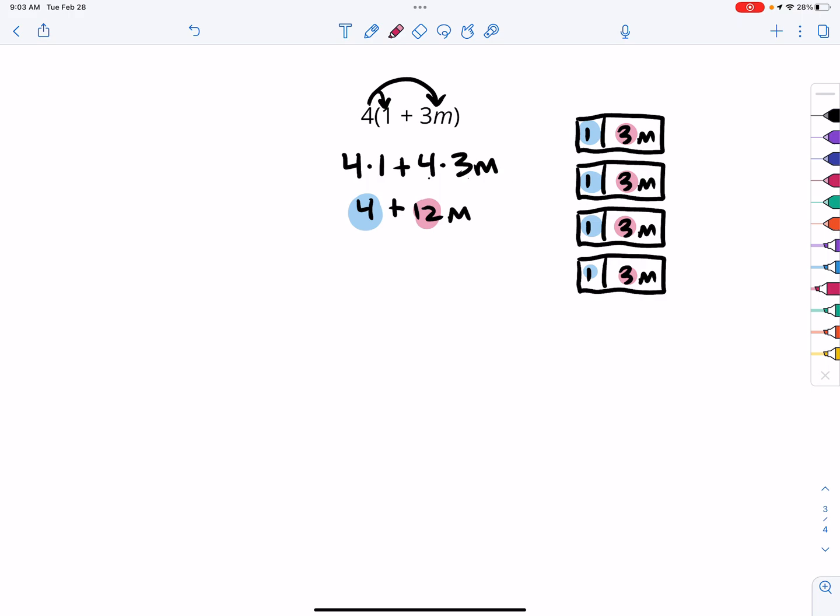So it looks like our model matches our work here. We have 4 groups of 1, and we have 4 groups of 3m. And that does equal 4, and this does equal 12m. So I should feel pretty confident in this.